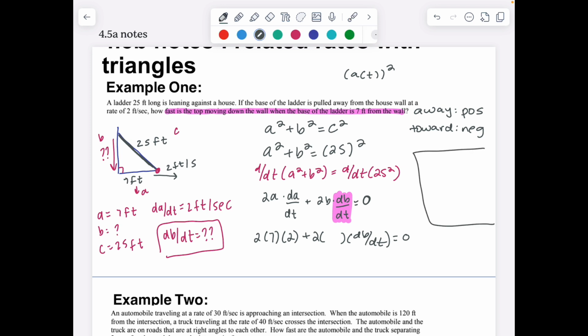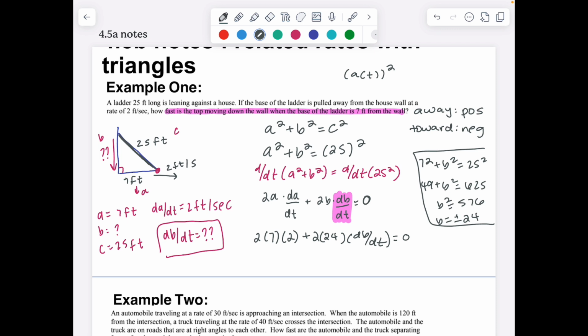So I know that A is 7, so I'll have 7 squared plus B squared equals 25 squared. 7 squared is 49. 25 squared is 625. If I subtract that on both sides, I'd get 576. And that makes B plus or minus 24. But we wouldn't work with the negative 24. We'd only work with positive 24, because this is distance and lengths. So then I'll put 24 here.